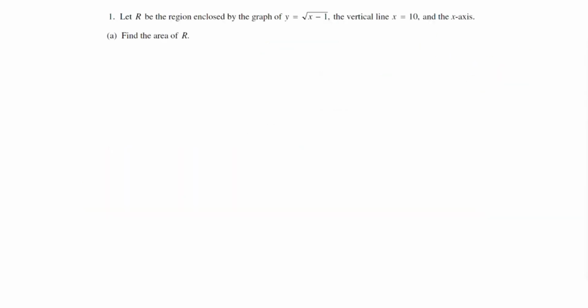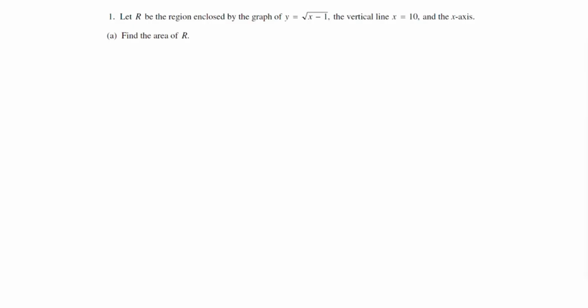All right, this is question number 1 from the 2004 Form B AP Calculus AB exam, where it's an area and volume FRQ. And it says R is the region between the graph of y equals root x minus 1, the x-axis, and the line x equals 10.